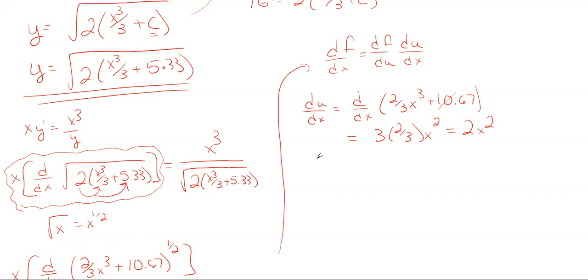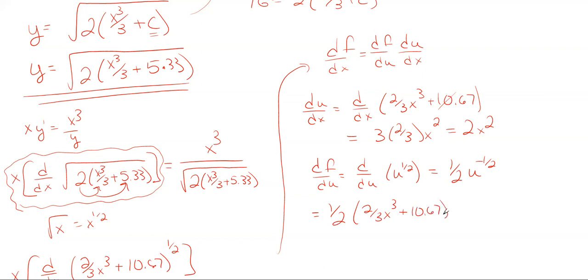Alrighty, and then the second portion, df du, is essentially just the derivative with respect to u of that f equation, which is u to the 1/2. Really easy derivative to take here. It's just 1/2 u to the minus 1/2. Well, let's just go ahead and plug in the u equation, which was this original portion. So we have 1/2 of 2/3 x cubed plus 10.67 to the minus 1/2.